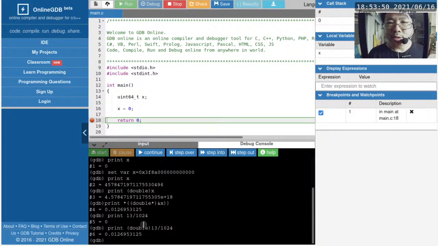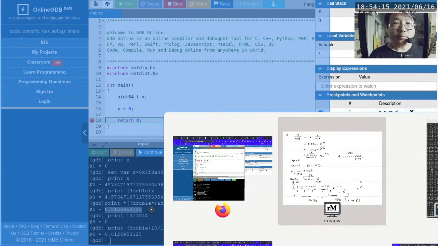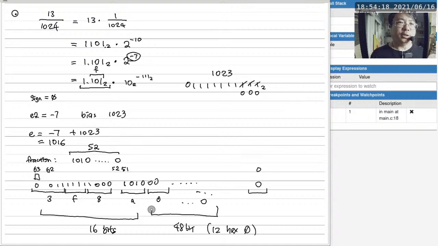So now we get that, and you can see how 13 divided by 1024 is exactly the same as the value when we choose to interpret the 64 bits as a double precision floating point number. So this is the verification of this process actually working. So we'll get back to this tomorrow, okay? But it doesn't hurt if you try to review this material.